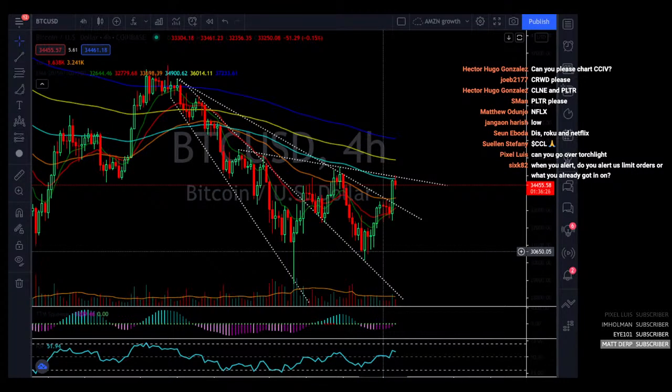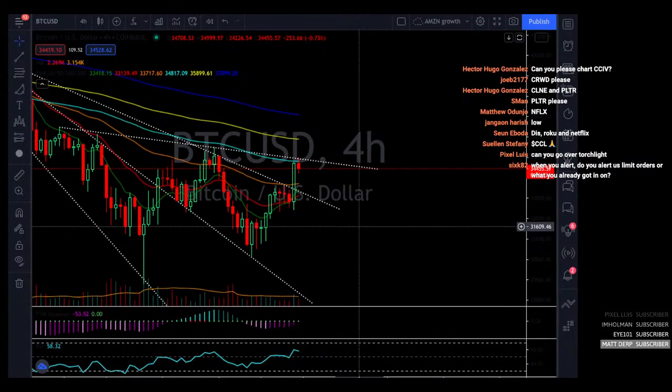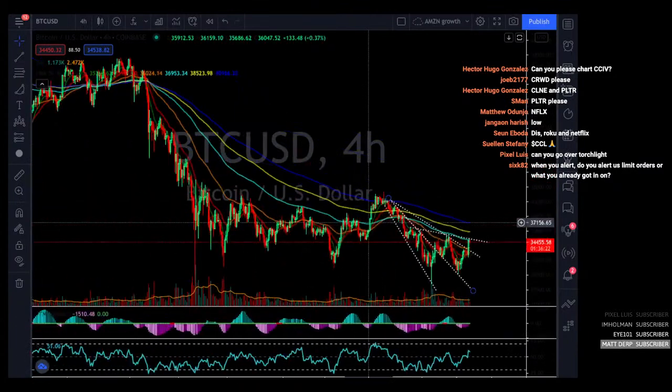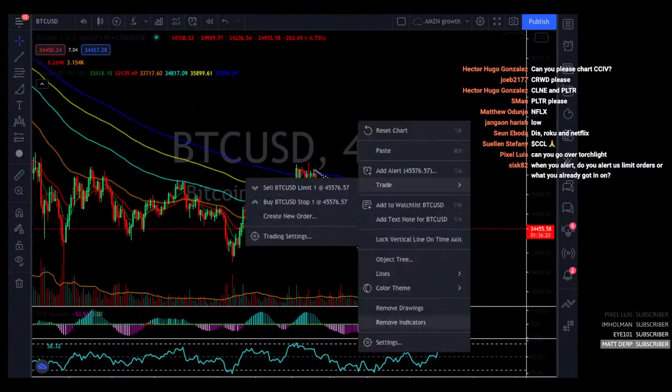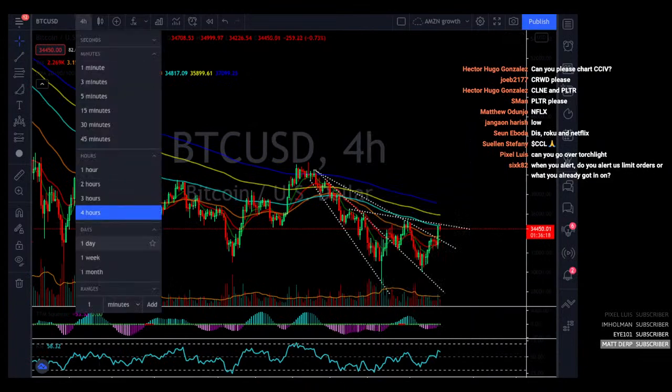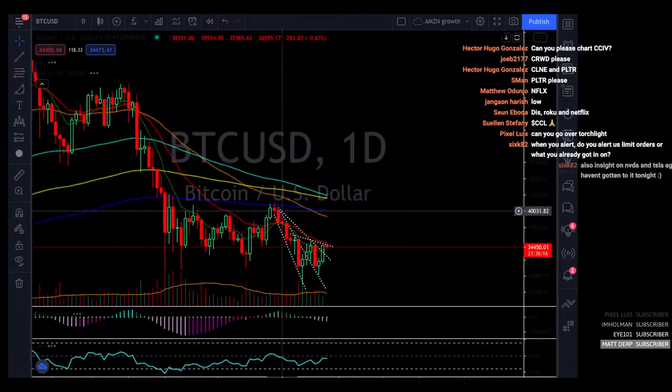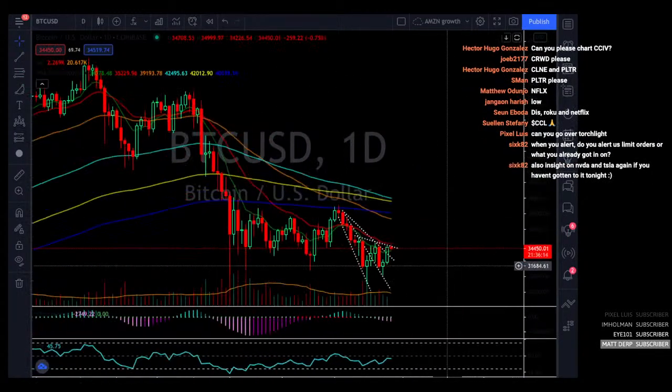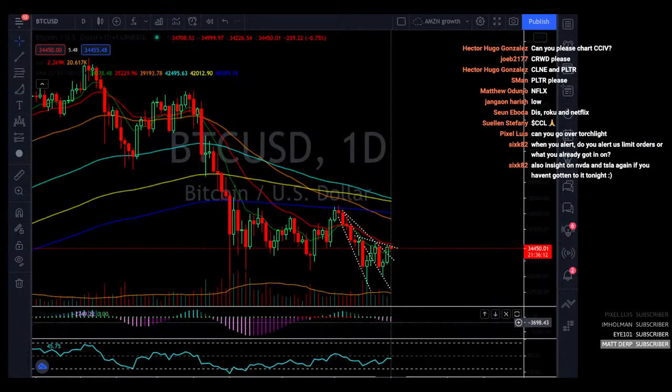But currently for Bitcoin, as I said, the bears are starting to lose momentum. So I'm going to the daily chart right here. If you go on the daily chart, you can see that for a TTM squeeze, the purple bars actually have been getting super weak.